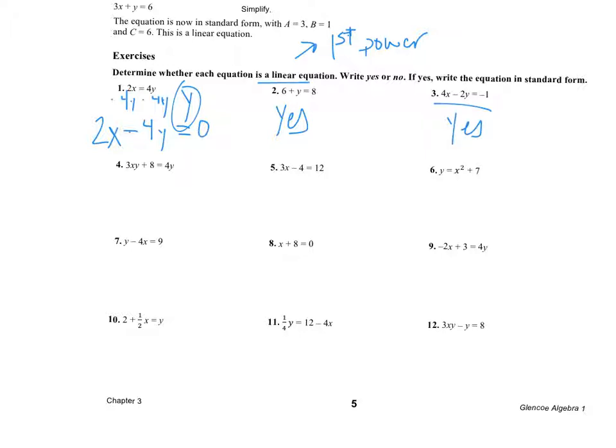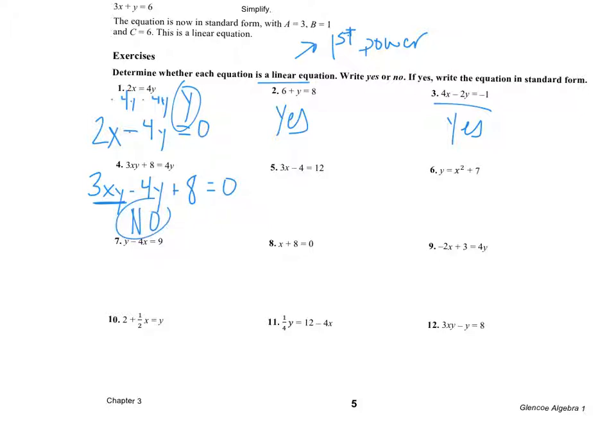Number 4 looks different because I have 3xy plus 8 equals 4y. Maybe our instincts would be to subtract 4y from both sides, and so we're left with an equation that looks like this. But this is not linear, though. We have 3xy. I can't break those apart from the other terms. So this is our first no.